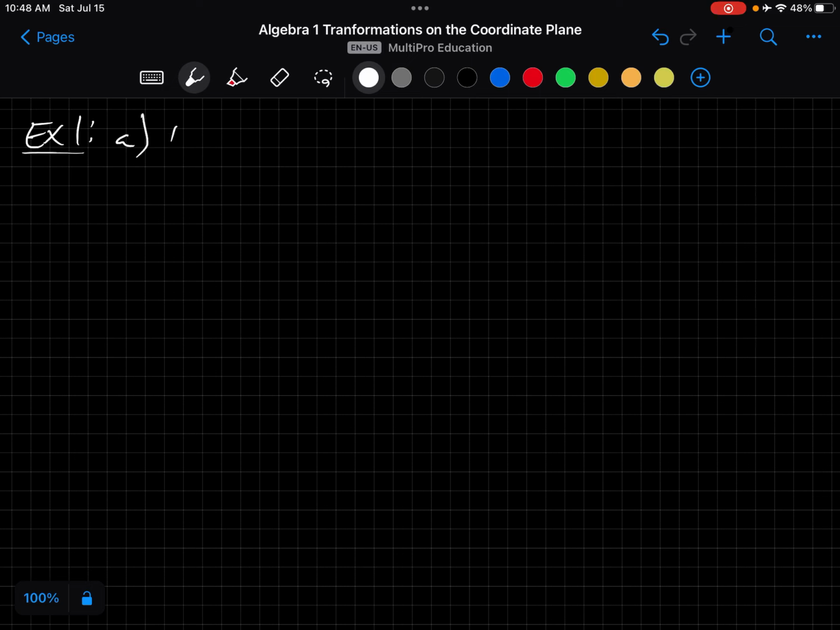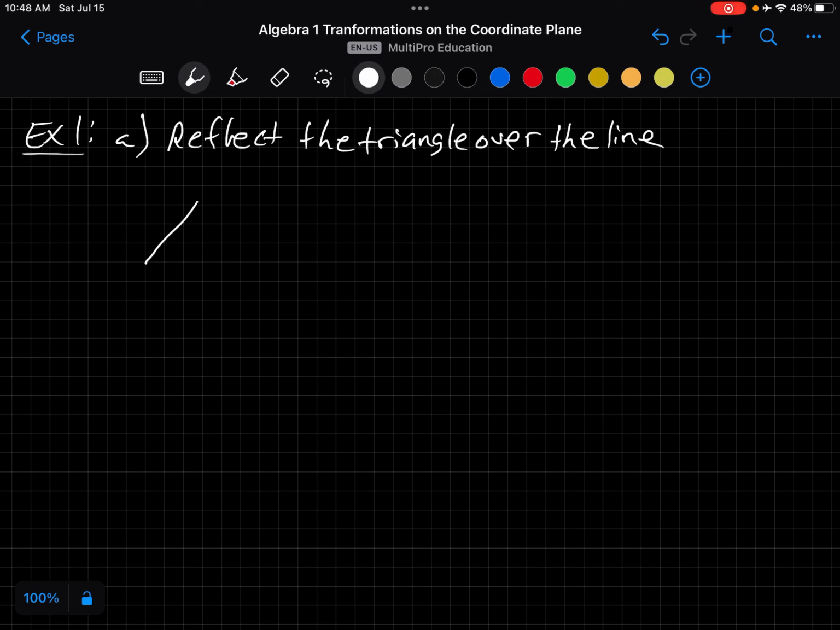And there's several parts to this. We want to reflect the triangle over the line. All right, so we have a triangle here drawn, and there is a line here.